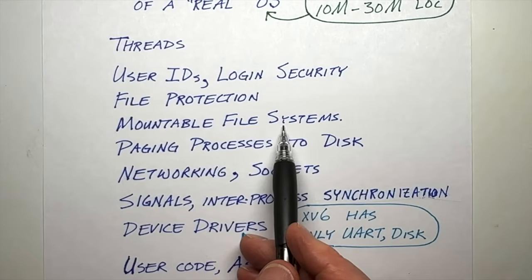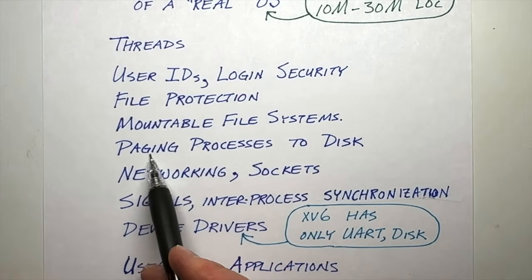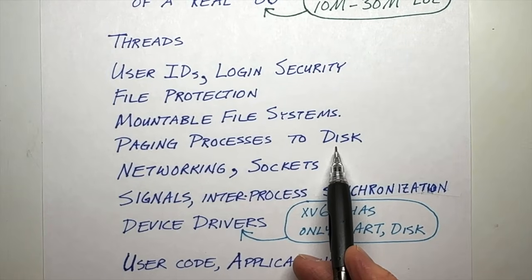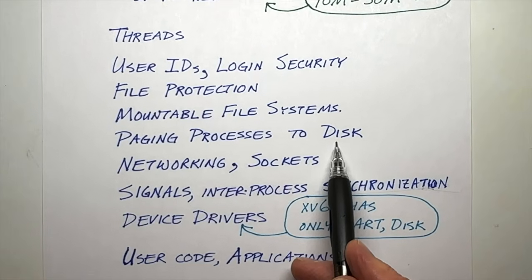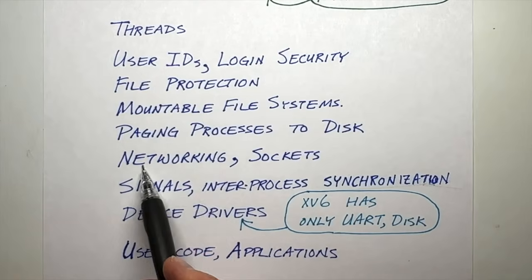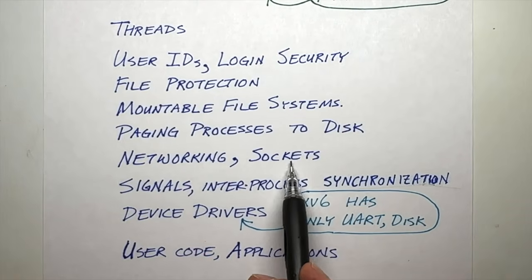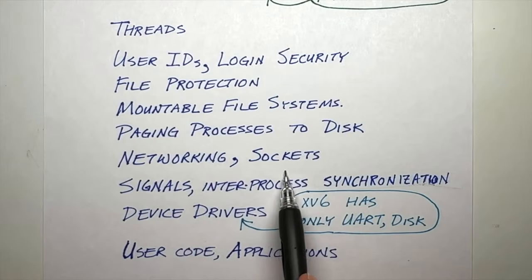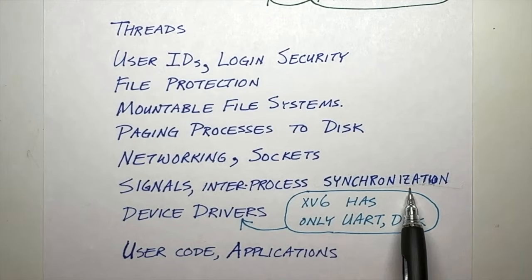In a real system, the virtual address space can be paged out to disk, so you can run more processes than will fit into physical memory at once. Paging is not implemented in xv6. There's no support for networks, no sockets, or anything like that. Although we have pipes, there's no way for processes to communicate or synchronize among themselves.